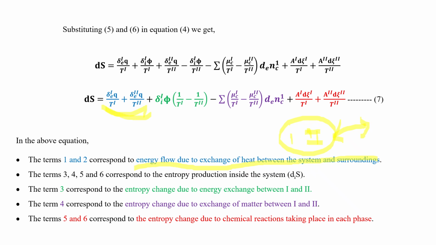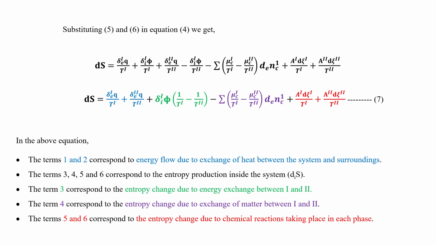And the equations 3, 4, 5 and 6 correspond to entropy production inside the system. So here, the equations 3, 4, 5, 6, which I have highlighted in green color, purple color and red color, these four equations correspond to the entropy production inside the system.